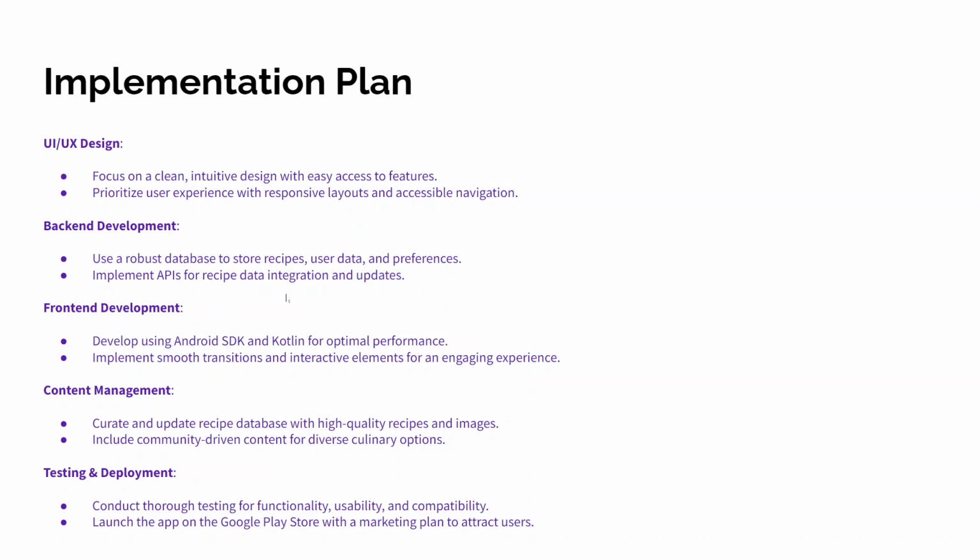For the front-end part, we are going to create our mobile application using the Android SDK and Kotlin for optimal performance, and we are going to implement smooth transitions and interactive elements for an engaging experience. And fourthly, we are going to do content management. We are going to create and update the recipe database with high-quality recipes and images. We are going to include community-driven content for a diversity of culinary options.